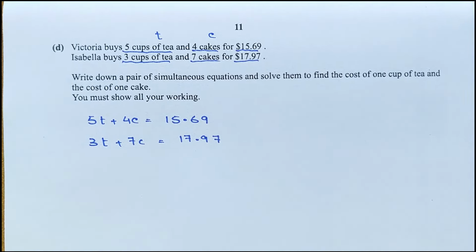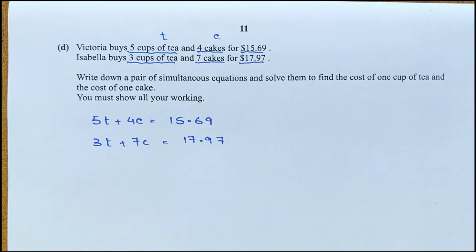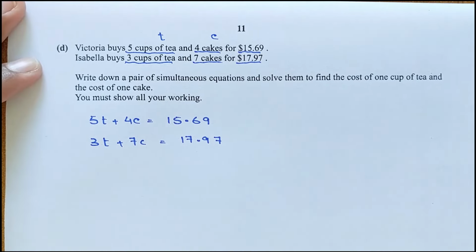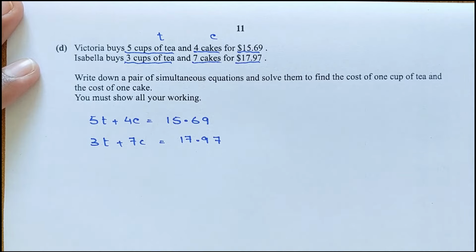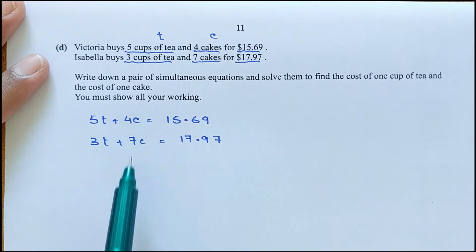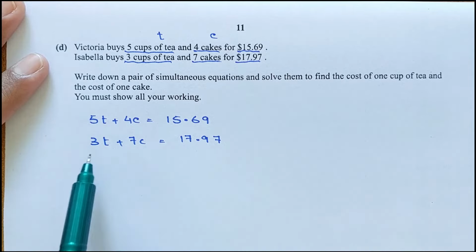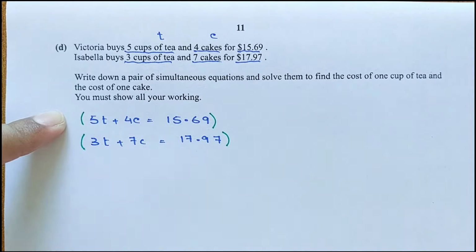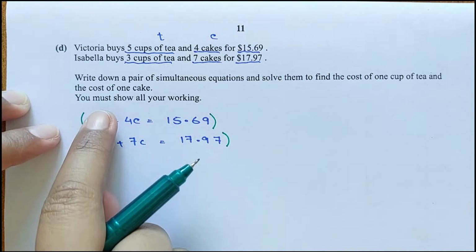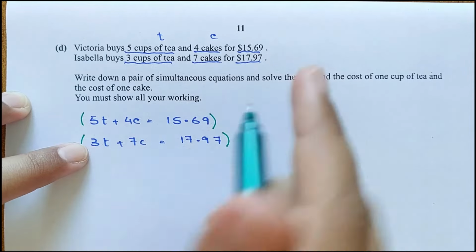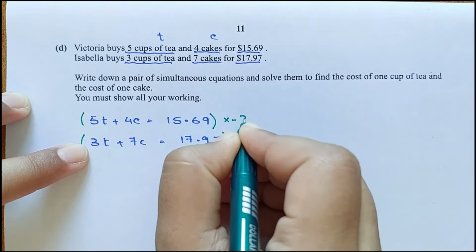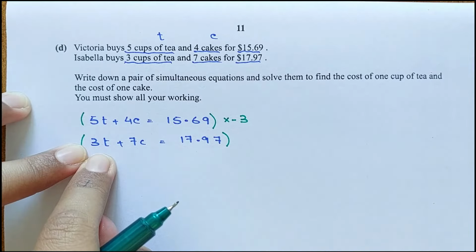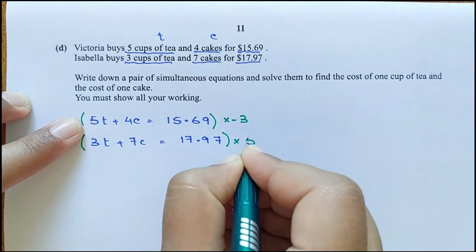We can solve it by the method of substitution or the method of elimination. This is your choice. So let me apply the method of elimination. If you want to eliminate the variable C or the variable T, this is your choice. So you have to multiply the equations by the opposite coefficients. If I want to eliminate the variable T, I have to multiply my equations by the opposite coefficients of T. So I have to multiply the first equation by the coefficient 3, and the second by the coefficient 5.